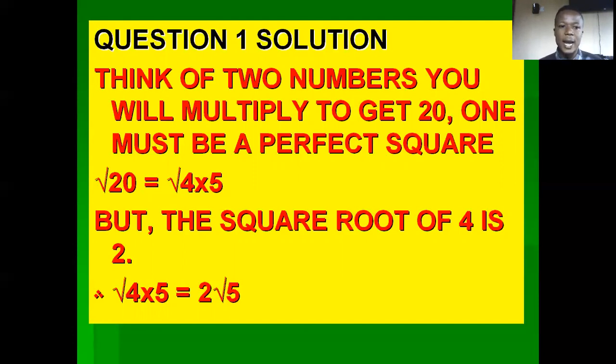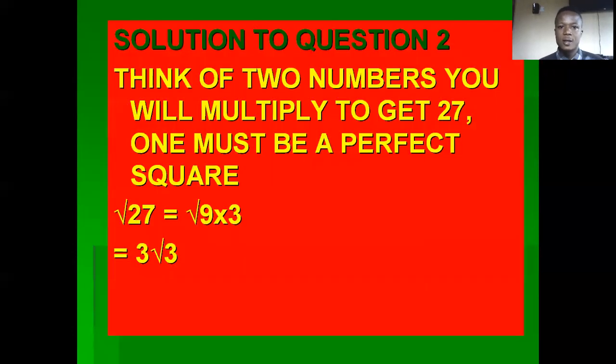That's why I chose to write surd 20 as square root of 4 times 5. 4 times 5 will give me what? 20. Now, 4 is a perfect square. Therefore, when you find the square root of 4, you get 2. So the answer becomes just 2 surd 5. Okay. Now, question 2, we are given surd 27 to write in the form A surd B.